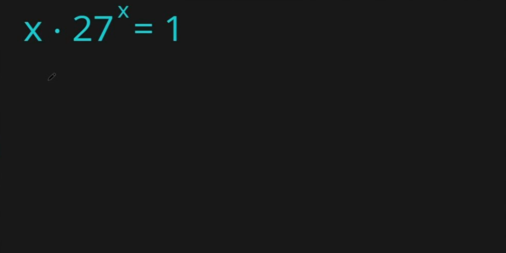Let's solve this exponential equation: x times 27 to the power of x is equal to 1. Okay, so let's start. We can see that 27 to the power of x is equal to 1 over x.